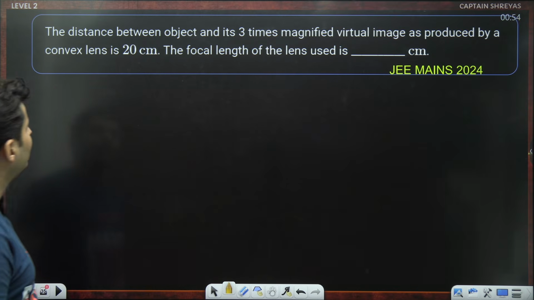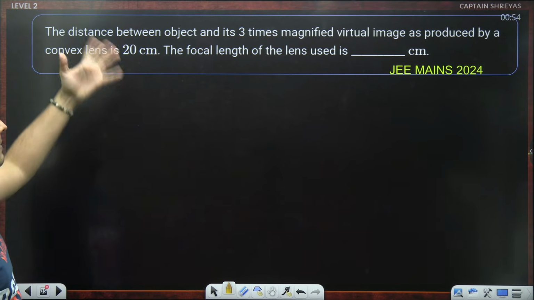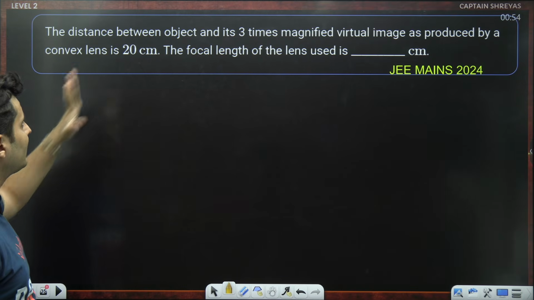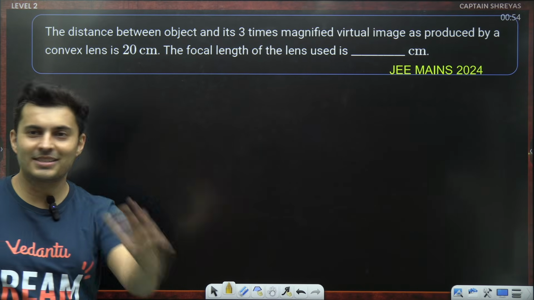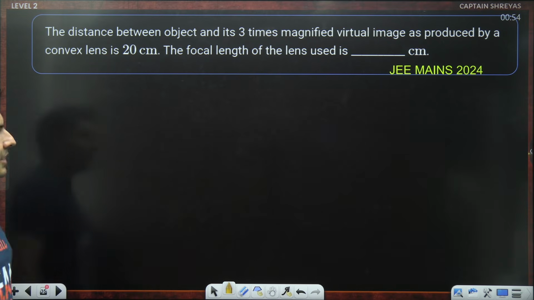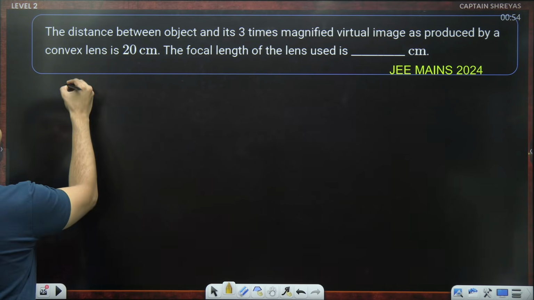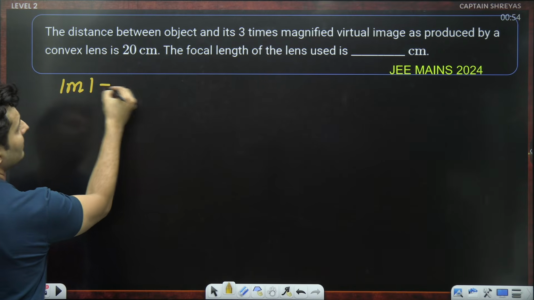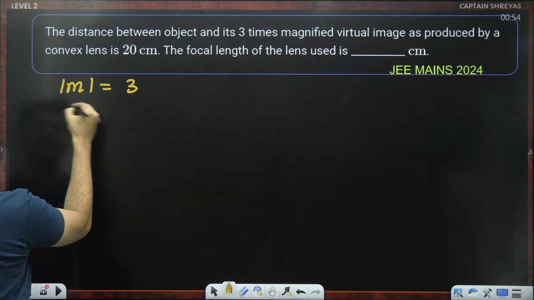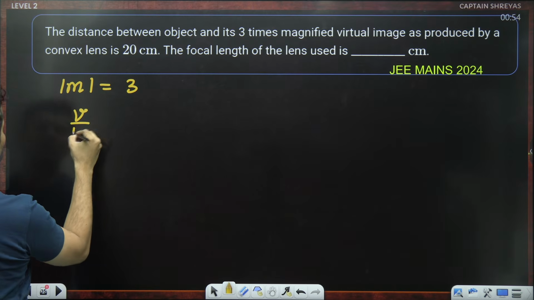What does it say? The distance between an object and its 3 times magnified virtual image by a lens is 20. The focal length used is how much? All right. So clearly, magnification is how many times? 3 times. Magnification for a lens is V by U.